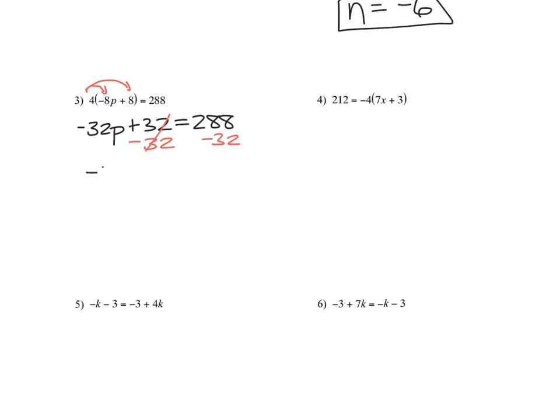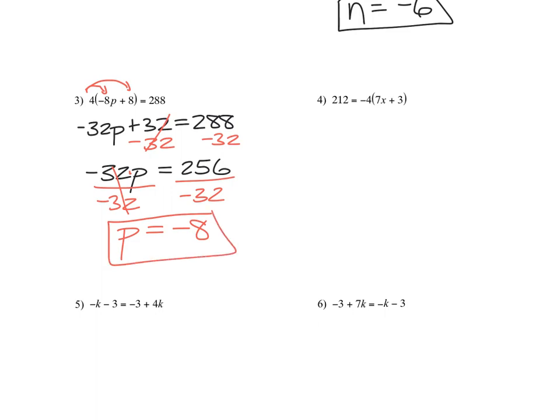So hopefully this is all making sense, again remembering this. So if you need to, grab a calculator here. If you do that, 288 minus 32 would be 256. Then again, remember this is multiply, so the opposite of multiply is divide. So I'm going to divide by negative 32. Again, grab a calculator. That's okay to use. So I'm going to do 256 divided by negative 32, and that is a negative 8.